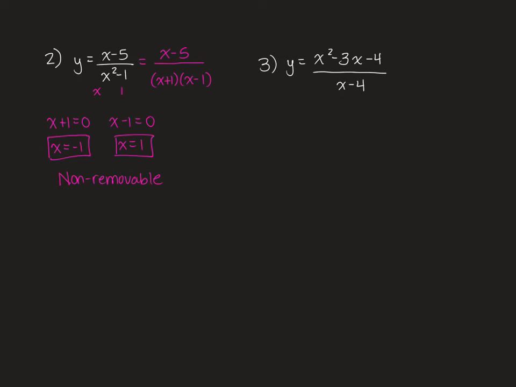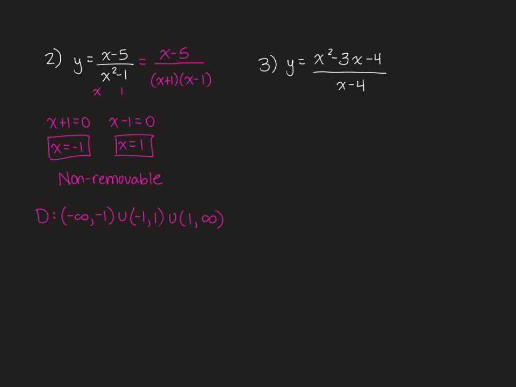Next, we need to identify the domain. The domain is broken up at those points of discontinuity, moving from left to right. So my domain is going to go from negative infinity to negative 1, between negative 1 and positive 1, and then 1 to infinity.